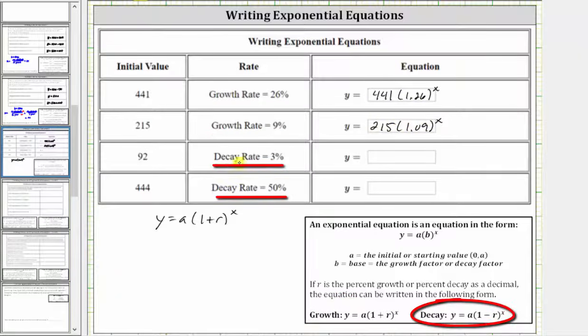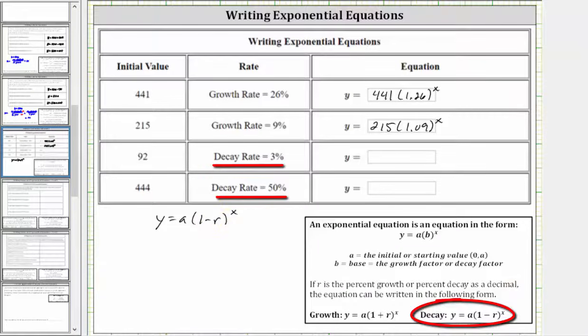Notice in the next two rows we have exponential decay, which means the exponential equation is going to be in the form of y equals a times the quantity 1 minus r raised to the power of x. So for exponential decay, the base is 1 minus r.